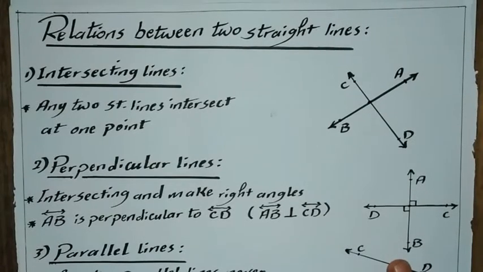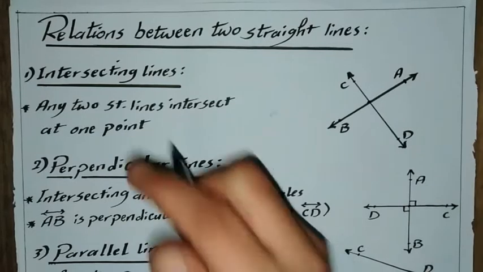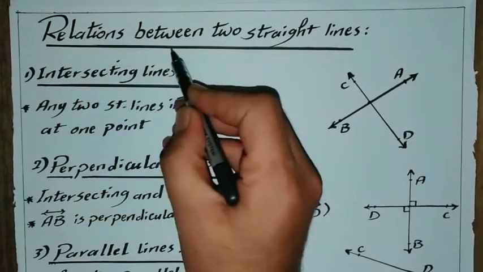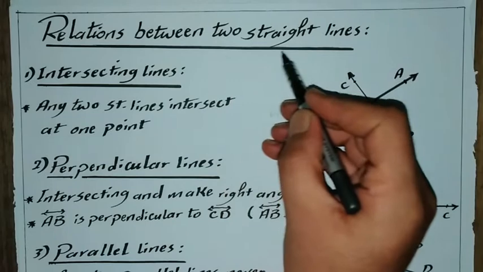Welcome, my dear students. Today's lesson will be about quadrilaterals, which are one of the types of polygons. Before our lesson, we have to know the relations between any two straight lines.